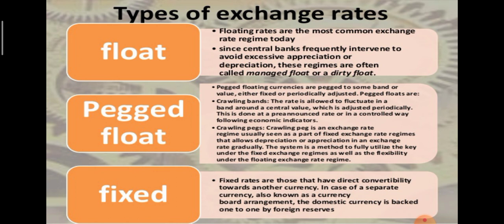Fixed rates are those that have direct convertibility towards another currency. In case of a separate currency, also known as a currency board arrangement, the domestic currency is backed 1-to-1 by foreign reserves. So in short, a nation absolutely fixes its exchange rate between its own currency and the currency of another country or region. Example of this is countries such as Hong Kong or Argentina that have a currency board that exchanges Hong Kong dollar for US dollar at a fixed rate.